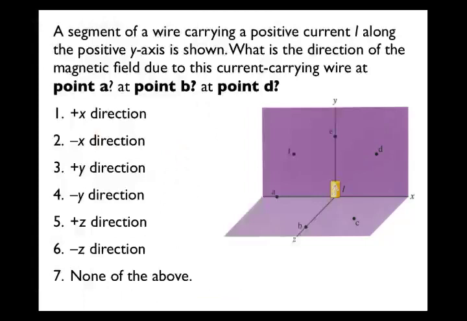So here's a practice problem to orient yourself to the second right-hand rule. Again, the second right-hand rule predicts the direction of the magnetic field at each of these points.